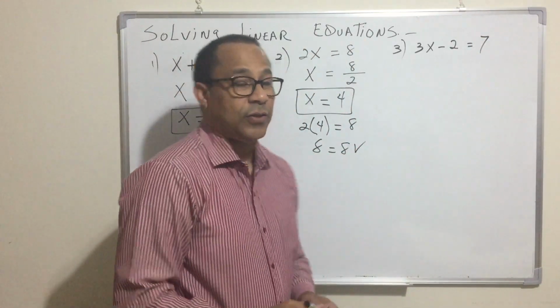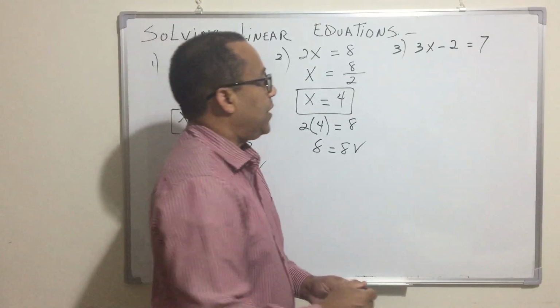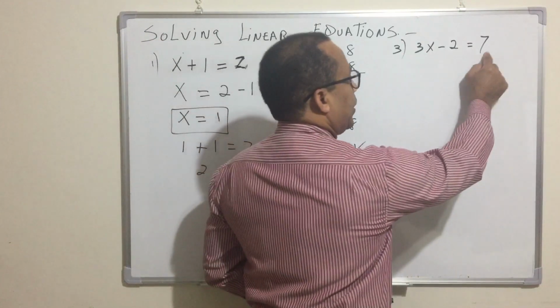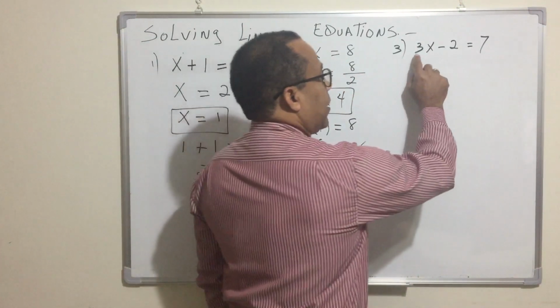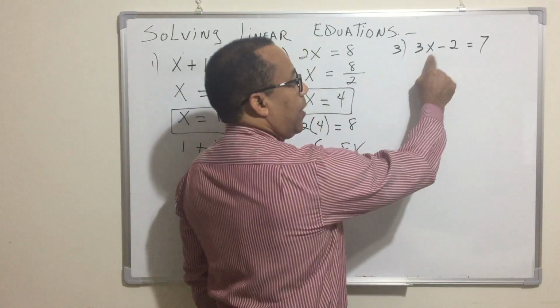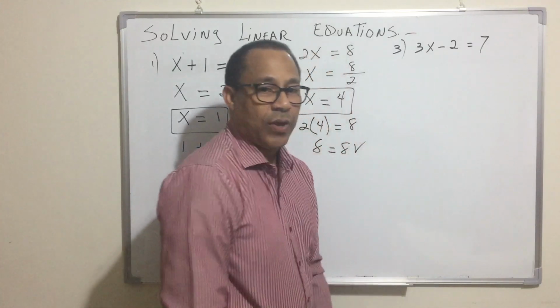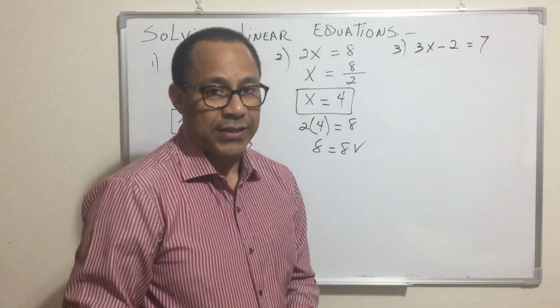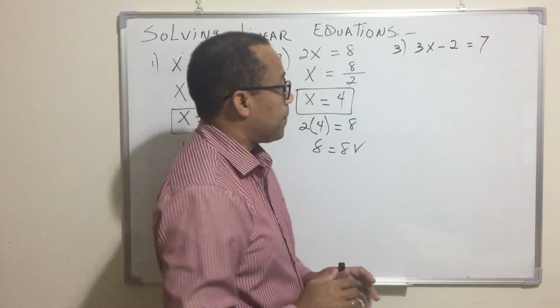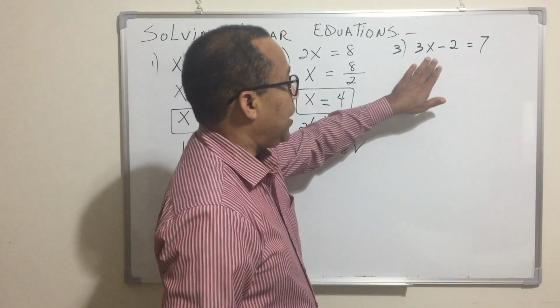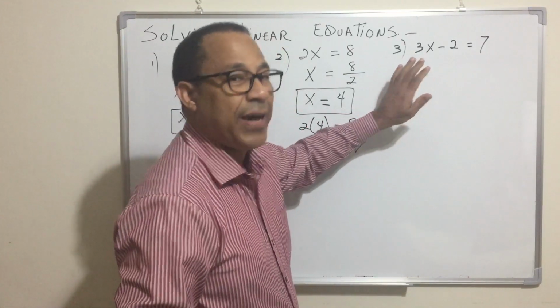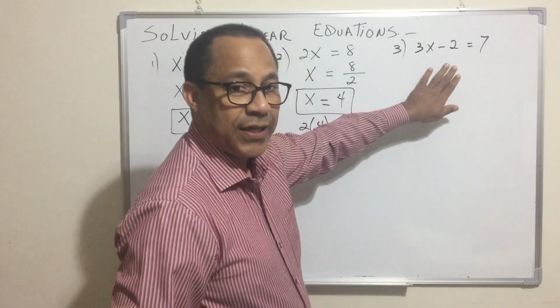We are combining now these 2 steps. It says 3x minus 2 equals 7. It means 3 times a number minus 2 equals 7. What number is that? We are going to find the value of x.